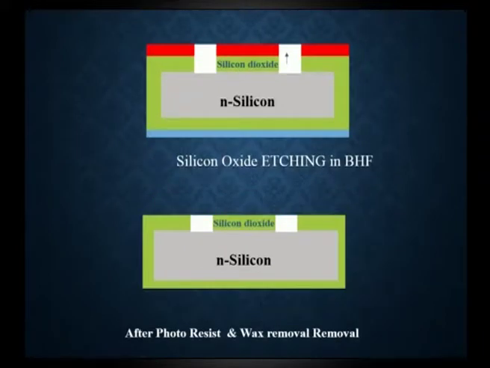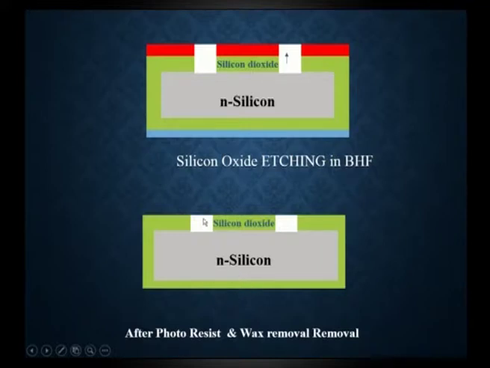Next, silicon oxide etching in BHF: the silicon oxide is etched in the window area, where we already made a PR resist for the oxide layer. This silicon dioxide area is etched because we need a well here, which is why the silicon dioxide layer is etched. After photoresist and wax removal, we will find this.